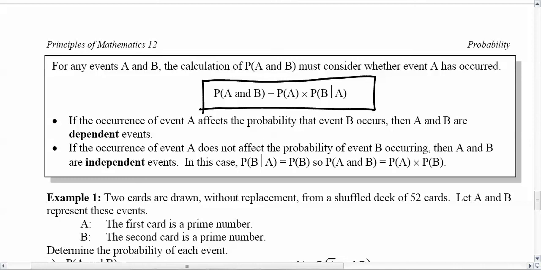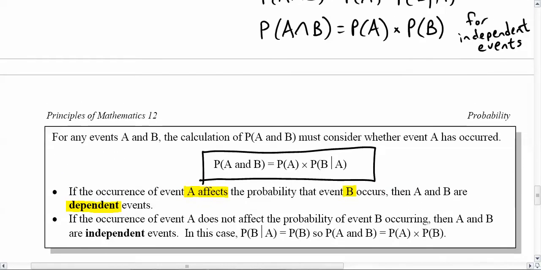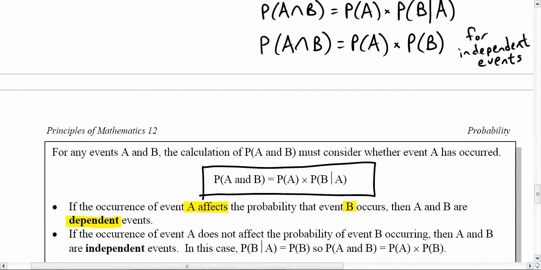Okay, and two very important pieces of vocabulary. If A affects B, then A and B are dependent. If A does not affect B, then A and B are independent. And the most common example of dependent events is cards without replacement, when you don't replace the card before you pick out a second card.